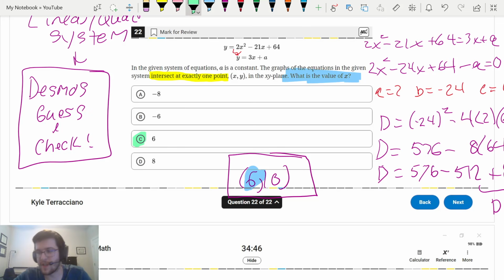Oh my god, that was tricky, right? That was a hard question. But it is what it is. So yeah. Okay, let's look at the next section.